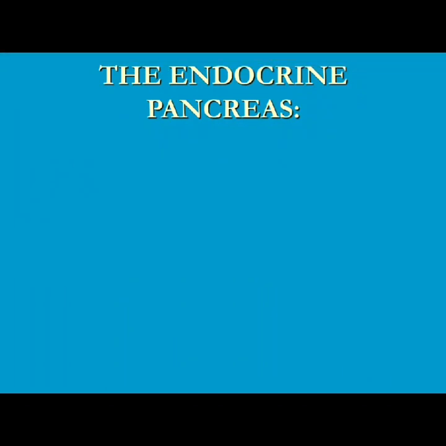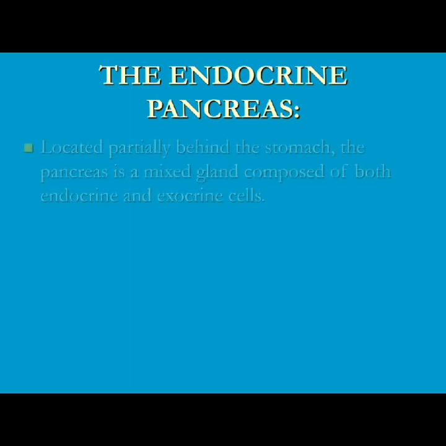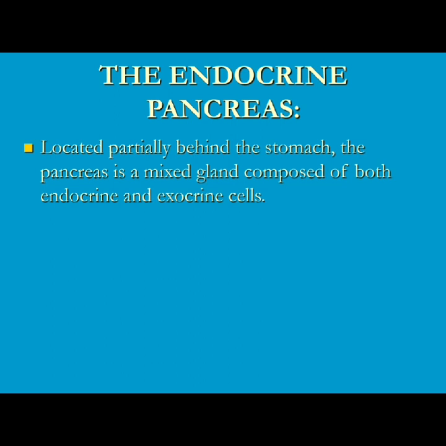Today my topic is about the endocrine pancreas. In humans, these are pear-shaped glands located in the back of the upper abdomen, somewhat behind and below the stomach. The pancreas has two portions: one is exocrine and the other is endocrine. Exocrine secretes digestive enzymes and endocrine secretes hormones.